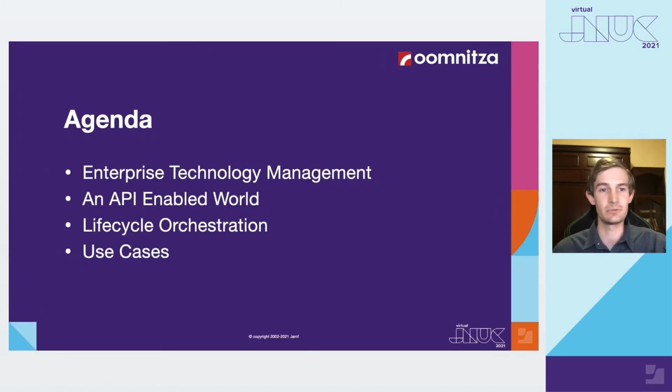For today's agenda, we'll begin with a brief introduction or overview into enterprise technology management. We'll then talk about an API-enabled world and the role it plays in enabling enterprise technology management. We'll then speak to the asset lifecycle and what it means to truly automate the lifecycle and orchestrate it from end to end. And we'll conclude with some very exciting use cases, all made possible through UNITSA's enterprise technology management solution and the Jamf REST APIs.